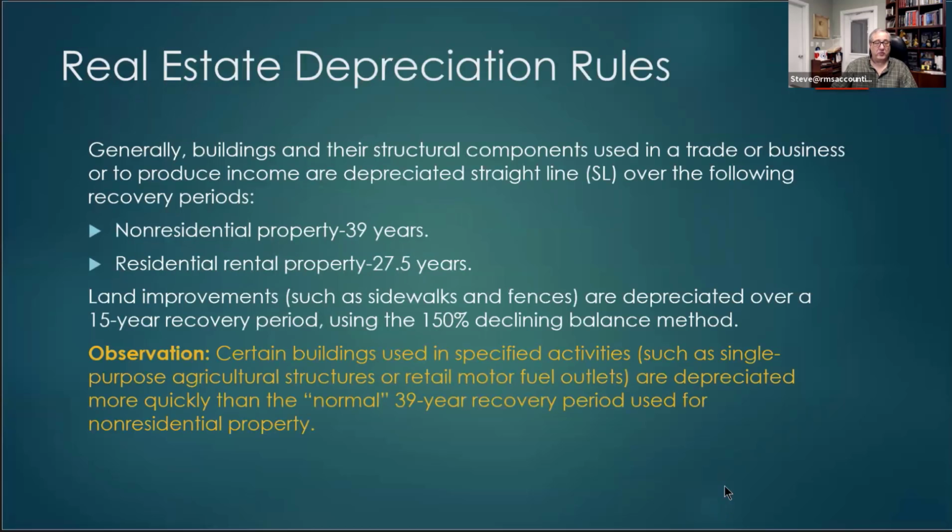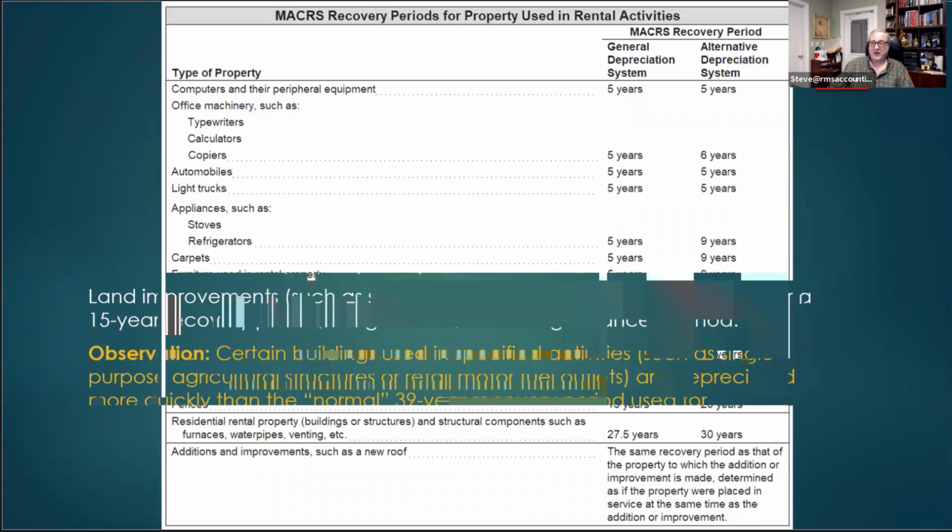Real estate depreciation rules, as we've said: non-residential property is 39 years, straight line, so you divide the value of the building by 39. Residential property is 27 and a half years. These numbers come from what Congress determined when they did tax legislation. Land is never depreciable, but there may be some recovery things. Your sidewalks are 15 years. Certain buildings used for specific activities, like places that sell gasoline, have faster depreciation. Certain restaurants, certain leaseholds. Again, great things to talk about with your accountant.